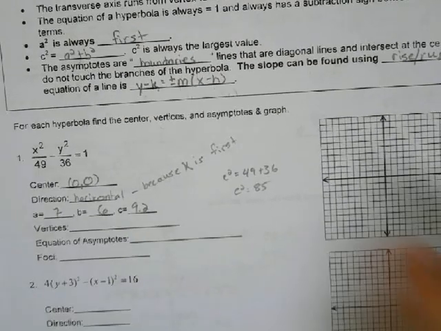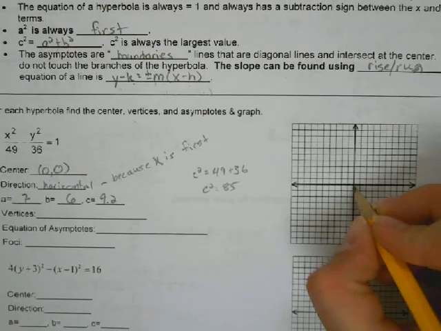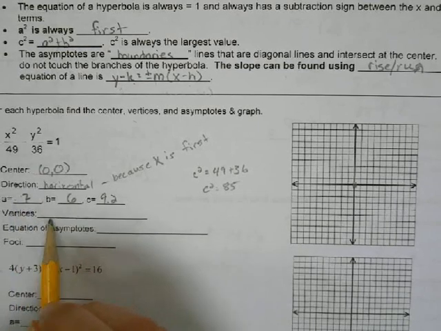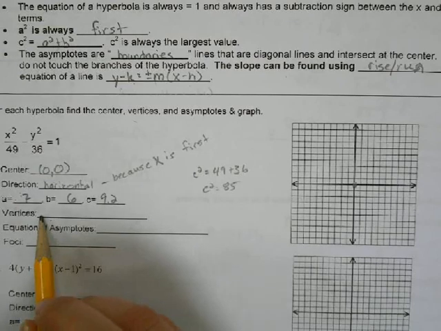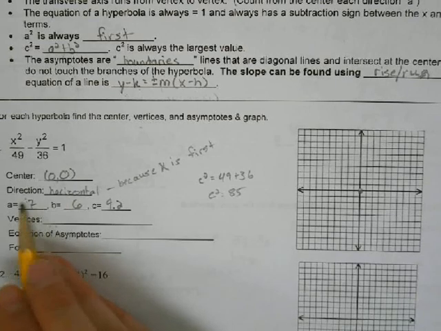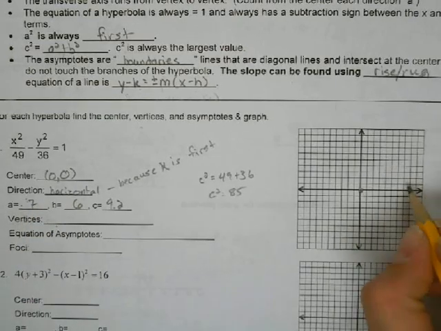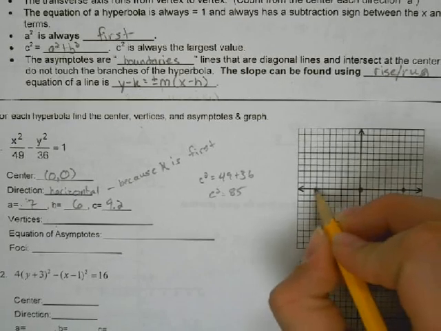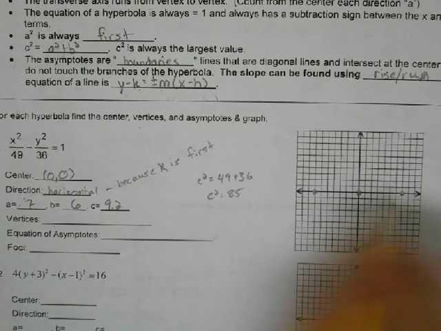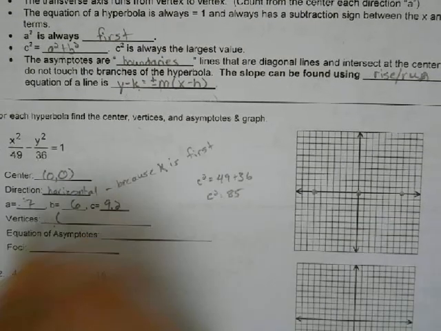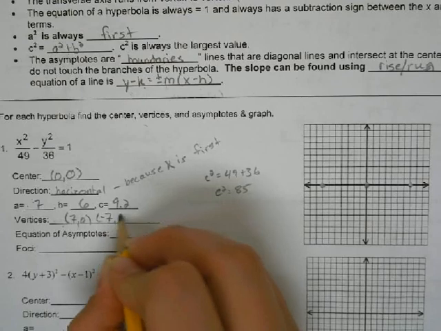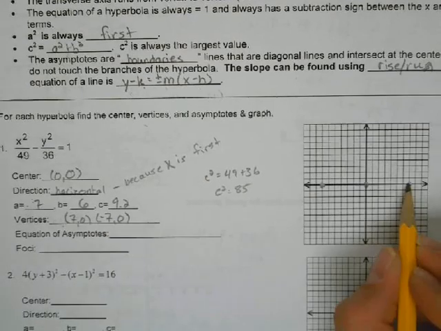Now if I want to find the vertices and stuff like that, you turn to your graph. We're going to plot 0, 0. These three things always go together: the direction, the a, and the vertices. No matter which conic you're looking at, direction, a, and vertices go together. It's horizontal, which means I'm going to move horizontally 7 units to find my vertices. I'm going to go right 7, plot that point, and go left 7, plot that point. Those are my vertices. So write down the points for those: 7, 0 is this one, and negative 7, 0 is this one. I'm literally just writing down the coordinates of those 2 points.